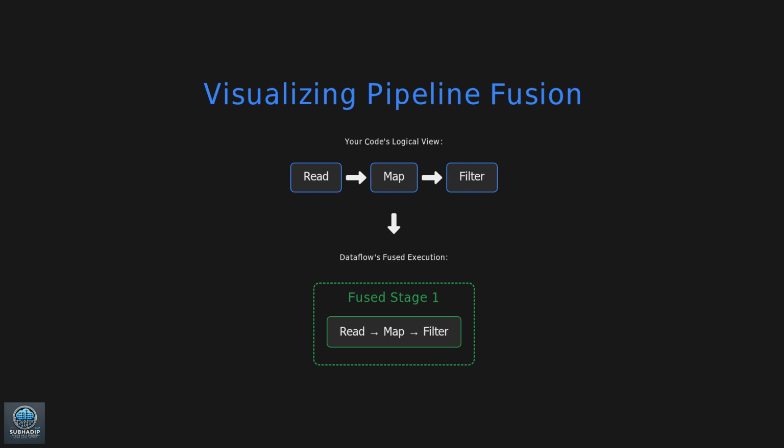To visualize this, imagine you have a pipeline that reads data, performs a map operation, and then filters it. Logically, these are three distinct steps. But Dataflow's optimizer sees that these can be done together. It fuses them into a single stage, where each element is read, mapped, and filtered in one go on the same worker before moving to the next stage.